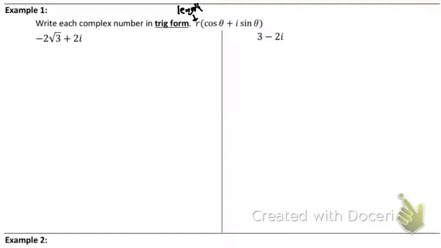So if we have negative 2 square root of 3 plus 2i, the first thing I want to do is plot it on a coordinate system. So that's going to be negative 2 square root of 3, comma, 2. And a graph of that's going to look something like, I should probably go a little bit further over.